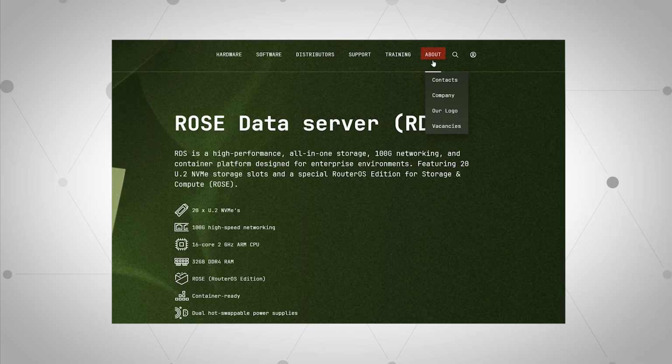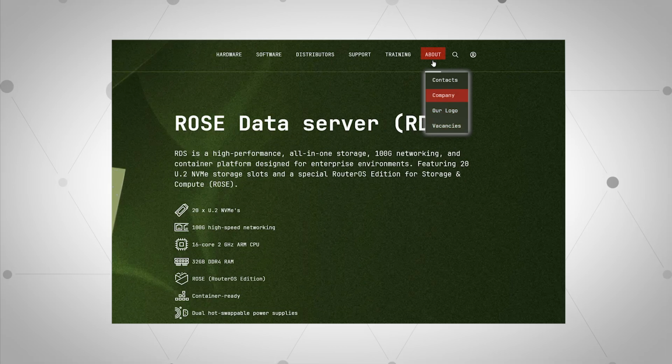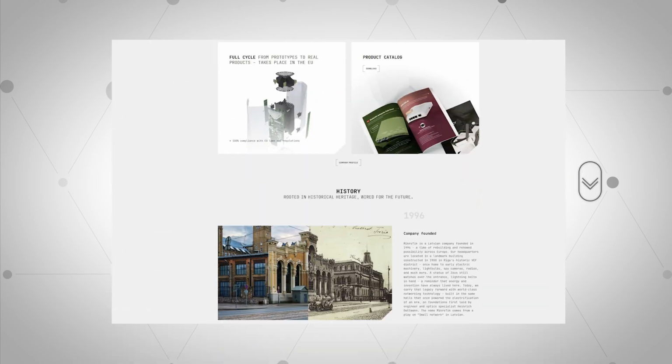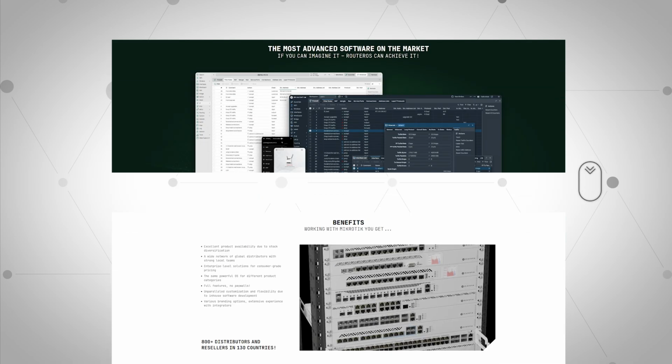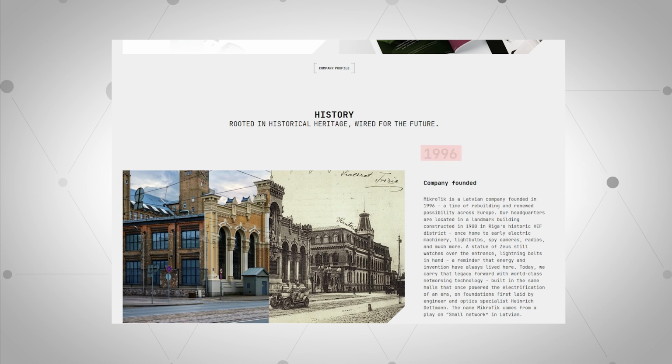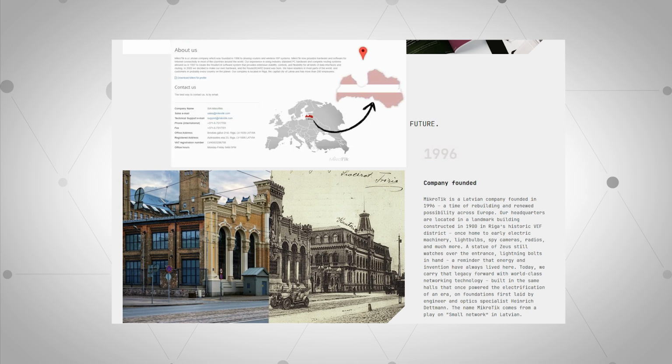The About menu includes 4 subcategories: Contact, Company, Our Logo, and Vacancies. Both About and Company take you to the same company page, where MikroTik gives a short overview of who they are. It notes that MikroTik is a Latvian company founded in 1996 and headquartered in Riga, Latvia.